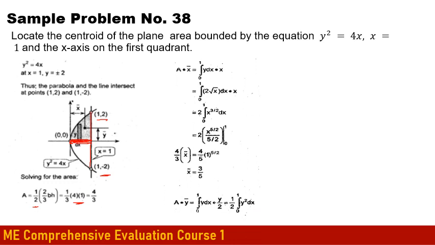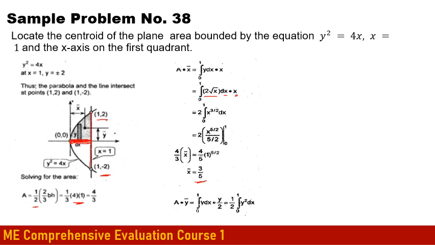From our formula, A times x bar is equal to the integral of y dx multiplied by x from 0 to 1. Our y is simply 2 square root of x, because if we get it from y squared equals 4x, it will just become 2 square root of x. We multiply it with dx and x. So if we integrate this, we will get the result x bar as 3/5.